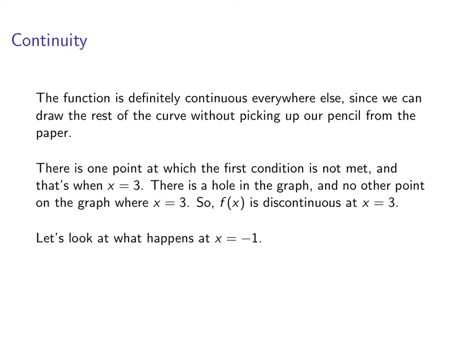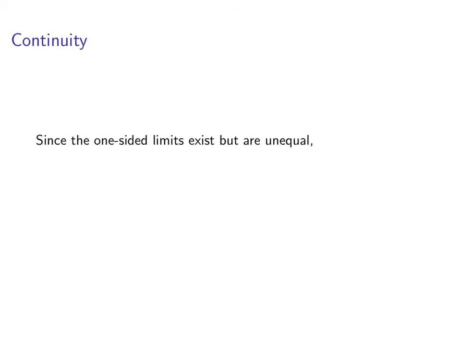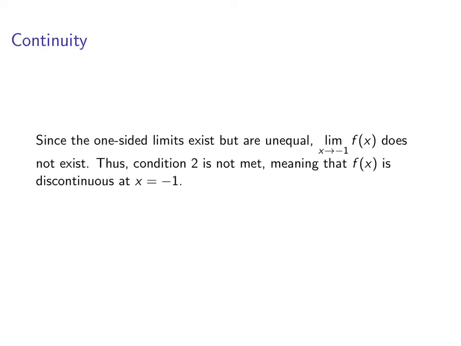Okay, now let's look at what happens at x equals -1. We can see that if we take a left-hand limit, we get 0, but a right-hand limit is 1. Now our one-sided limits exist, but they do not agree. So the limit as x approaches -1 of f of x does not exist. So the second condition is not met. That means that f of x is discontinuous at x equals -1.